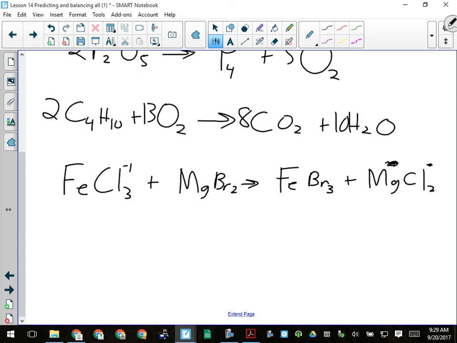Now, I need to balance this whole thing. On this side, I've got 3 chlorines. On that side, 2. Lowest common multiple. So 2 here and a 3 here makes my chlorine 6 on both sides. That gives me 3 magnesium, so I have to come back over here and make sure I have 3 magnesium. That gives me 6 bromines. Now my bromines and my irons are balanced. 2, 3, 2, 3.